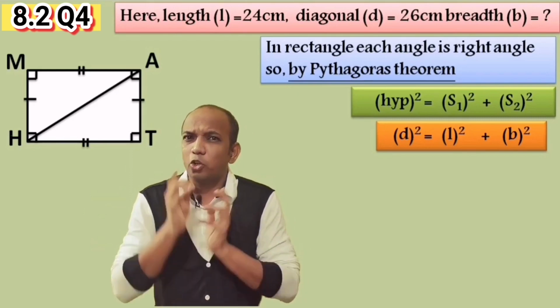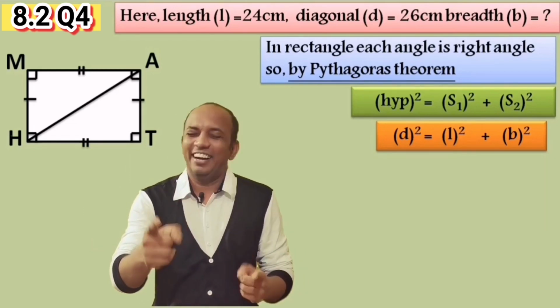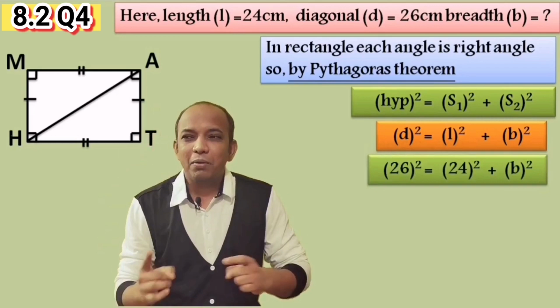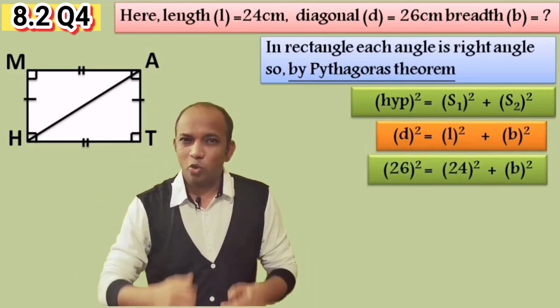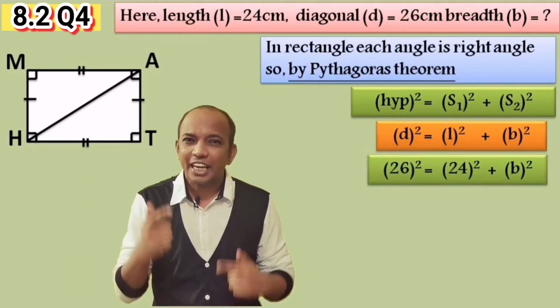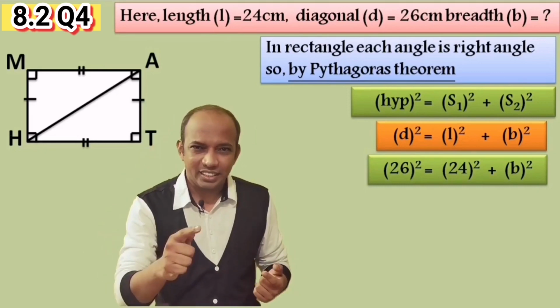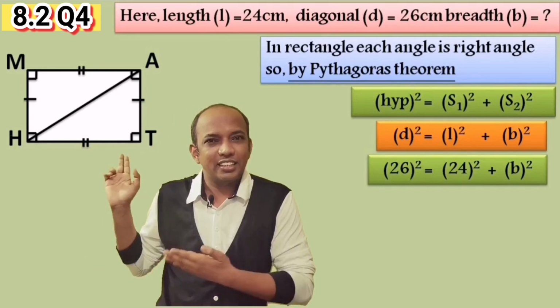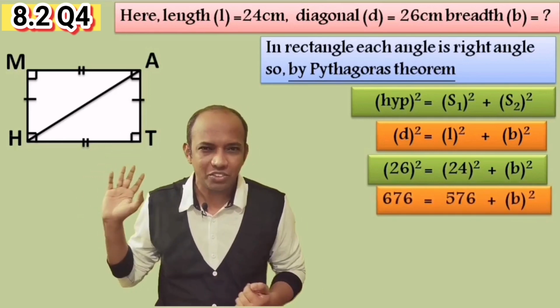The moment you find the square, now don't tell me that you don't know the square. Why not? Square is nothing but a number multiplied by itself. So I need to find 26 square. That means I need to do 26 into 26, and that results in, yeah, 676, and 24 square is 576.